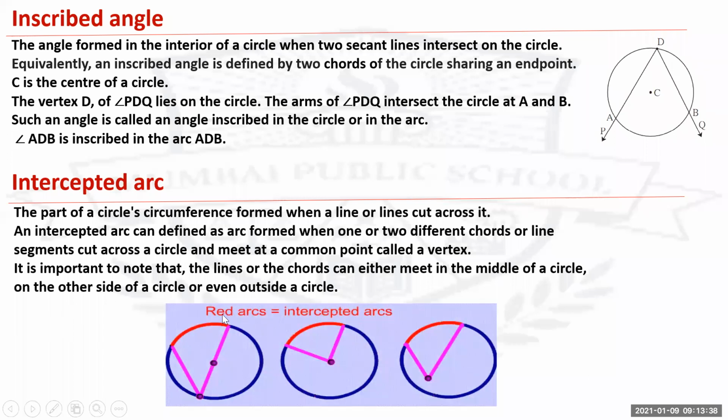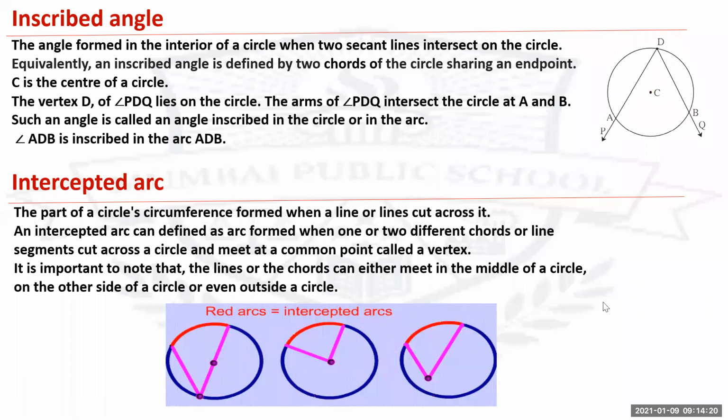Now check here, the red arcs shown in the figure are all intercepted arcs. An intercepted arc is the arc formed when two different chords or line segments cut across a circle and meet at a common point, which is called a vertex. Check, these two lines meet at a common vertex, and these two lines also meet at a common vertex. So this vertex can be in the middle of the circle, on the circle, or outside the circle.